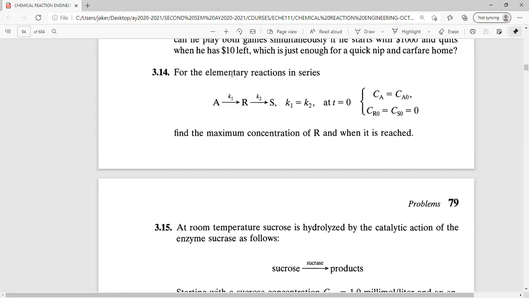Now, this scenario is quite different than the one that we had in the book, where a series of formulas were derived, formulas that will determine the concentration of A, R, and S at any particular time in the course of the reaction. In that particular scenario, the rate constants for the first and the second step in your series reactions are not equal.